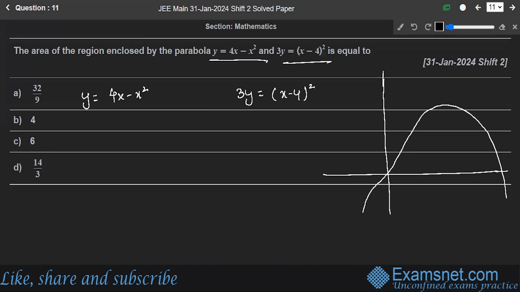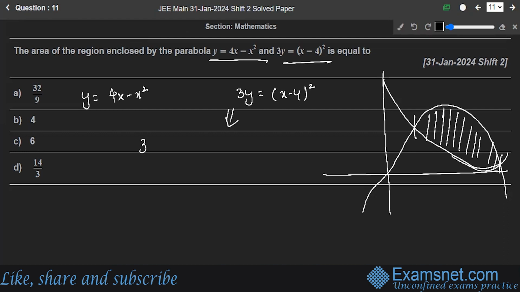It will pass like this. All right. So this is the required shaded area that you need to find out. For that, first of all, let's find out the points of intersection of the two parabolas. So here you have y is equal to this. Let's fill in this equation to get the 2 points of intersection.